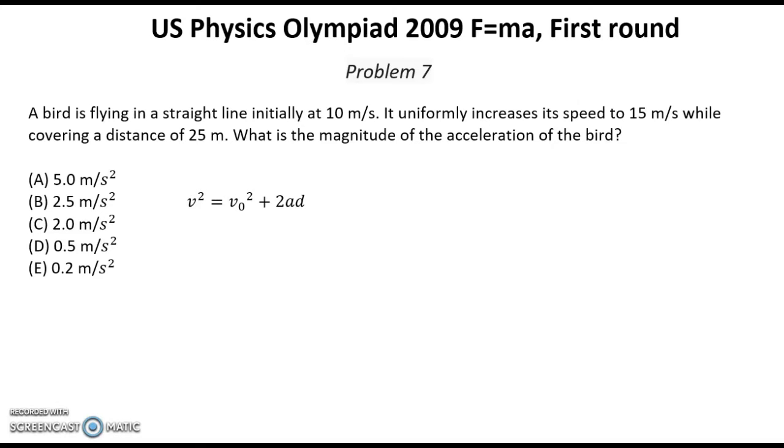Final speed square equal initial speed square plus 2AD, 2 accelerations multiplied by distance. From this formula we can immediately find what is acceleration. Here we have a formula for acceleration, and after we put numbers, we have acceleration equal 2.5 meters per second square.